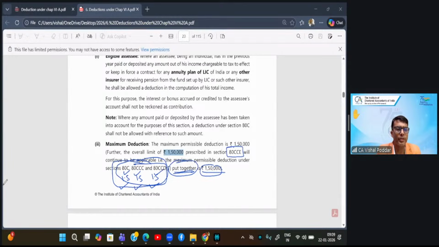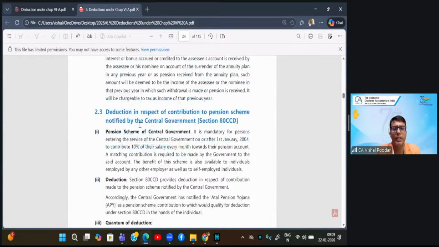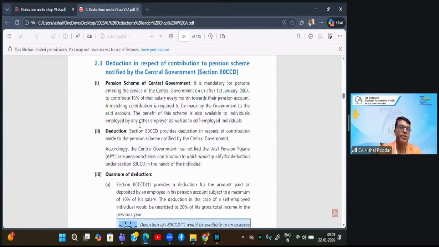Let us proceed, students. Now we come to a very important and very interesting section, 80CCD. Now what is 80CCD? Let us understand. So 80CCD originally was made only for government employees. What is it? It is a pension plan. Interestingly, this pension plan is made by central government or set up by central government.